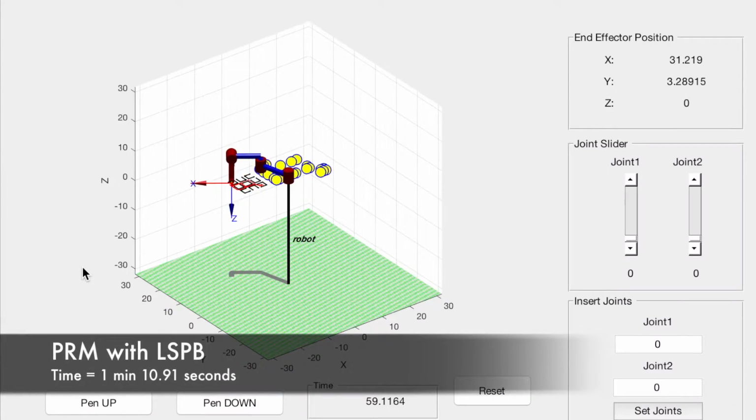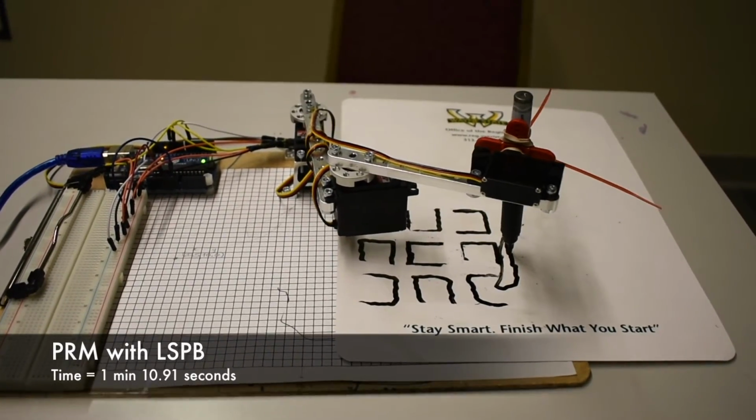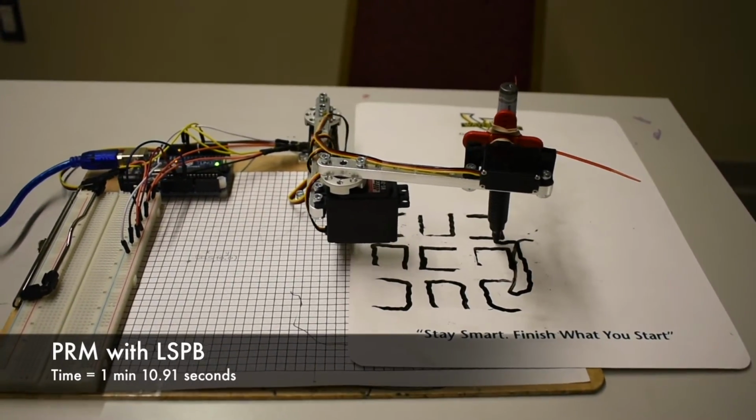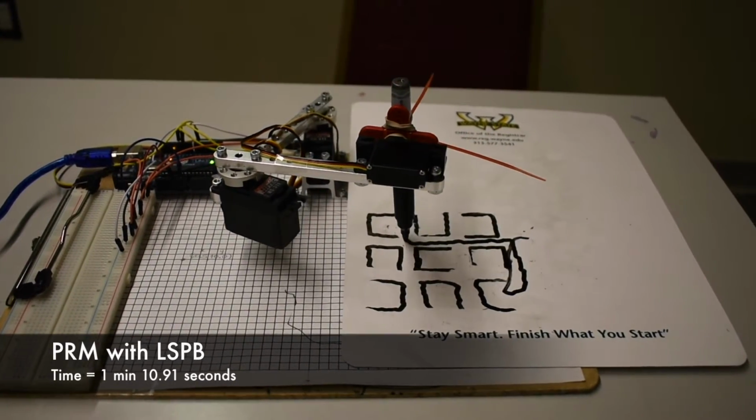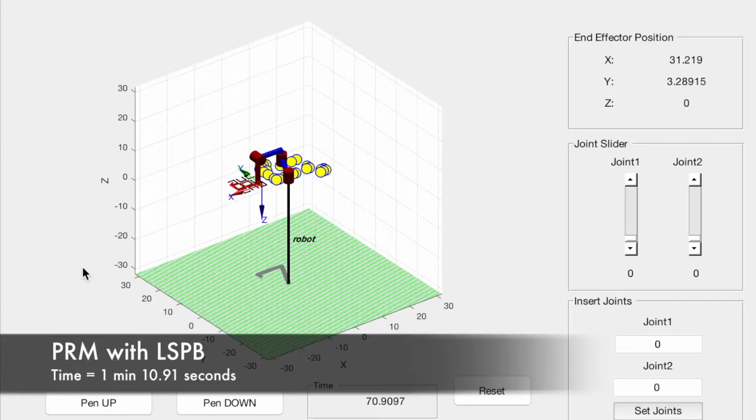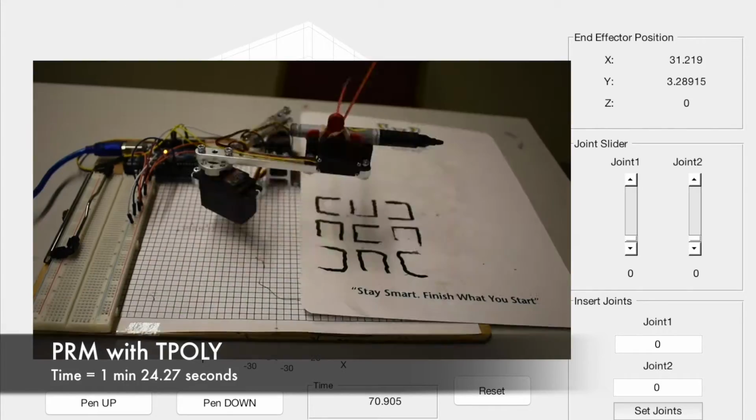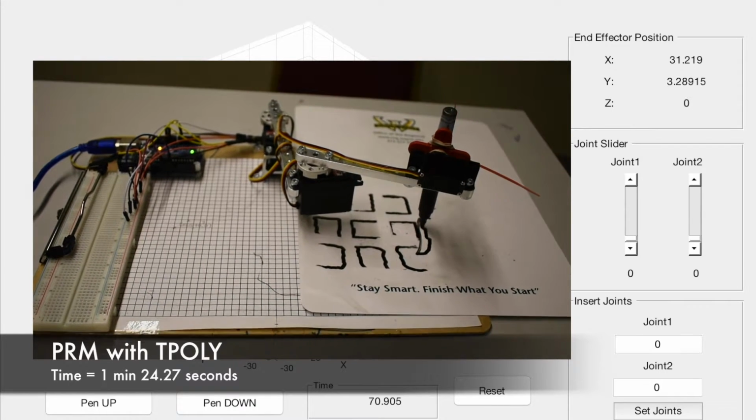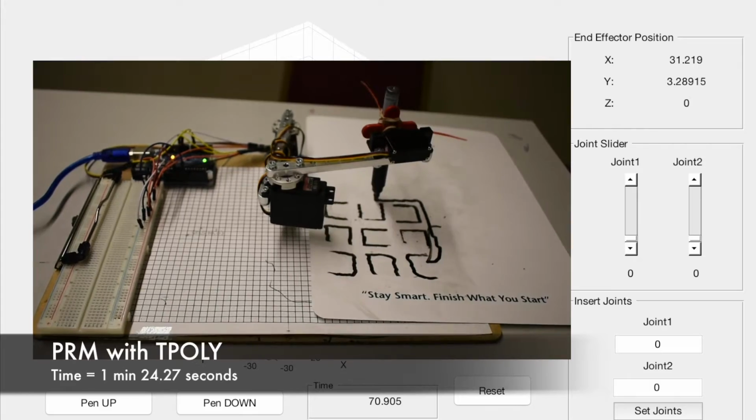lspb uses a trapezoidal velocity profile, which means that velocity will increase at the start point, then it will remain constant, and ultimately it will decrease at the end point. This results in 1 minute and 10.91 seconds for trajectory generation. Similarly, tpoly takes 1 minute and 24.27 seconds because of the smoother velocity curve and longer path.